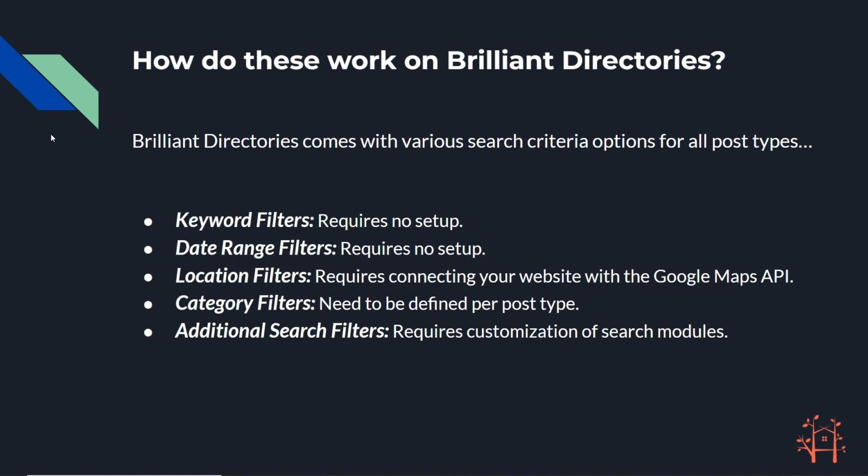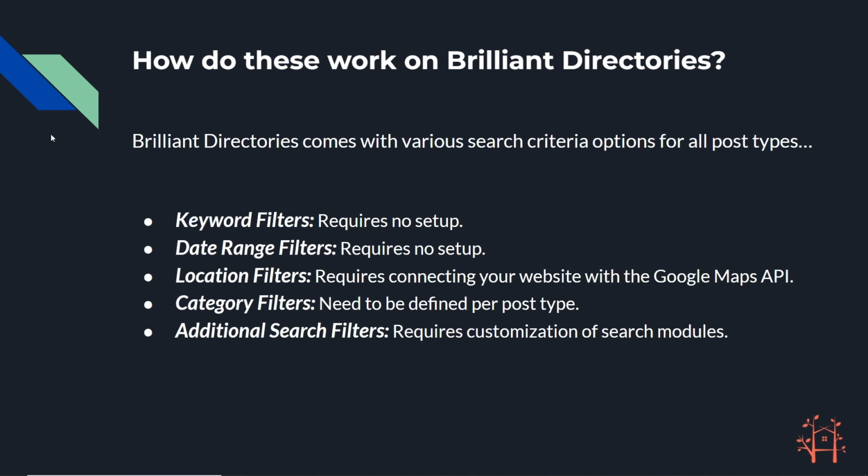So let's talk a little bit about how these work on Brilliant Directories. Well, Brilliant Directories has very kindly provided all of us with some very amazing types of posts like the ones I mentioned earlier, and they all come with different search criteria options like, again, keywords, date range, location, category, and additional search filters. But keyword filters, they require no setup at all, so you're good to go on that front.